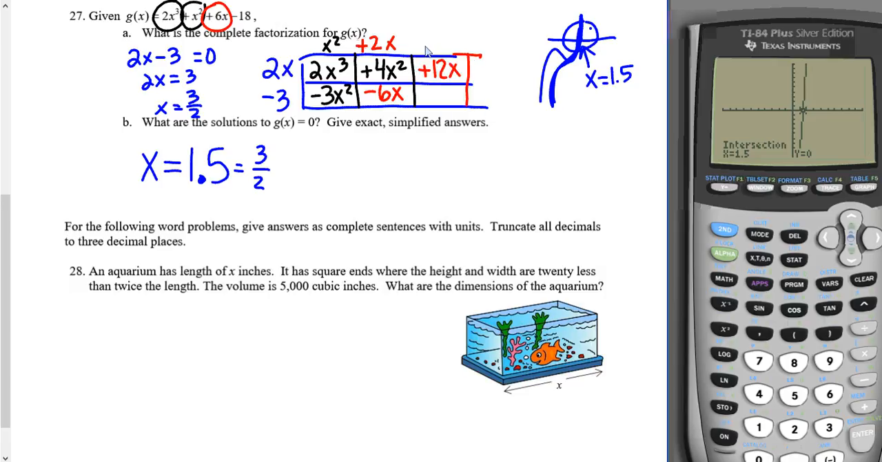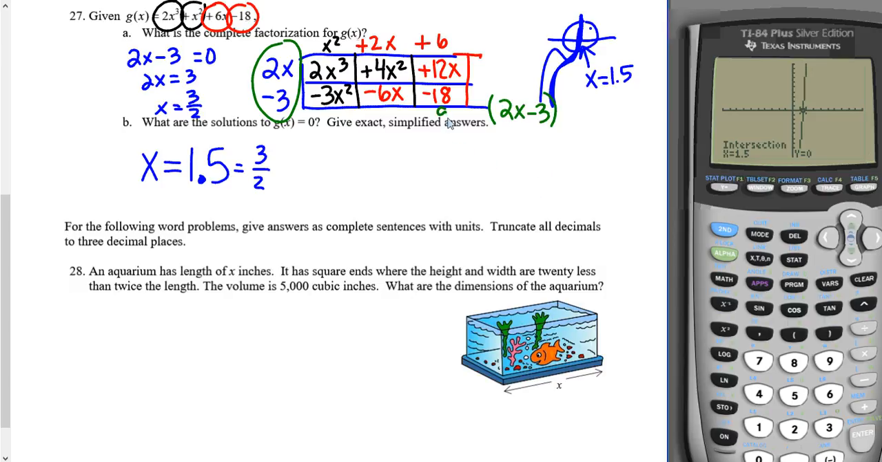So what must have been on top? +6 times +2x gives me 12x. On the bottom, 6 times -3 is -18. And fortunately, that's what I was supposed to have. If I didn't, that would mean I messed up before, because 2x minus 3 is supposed to be a factor. And in order for 2x minus 3 to be a factor, when I divide, I can't have a remainder.